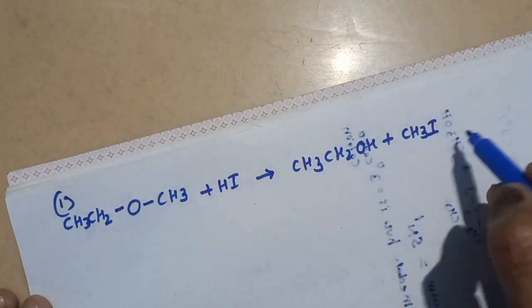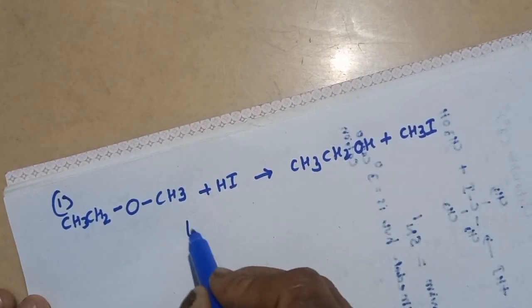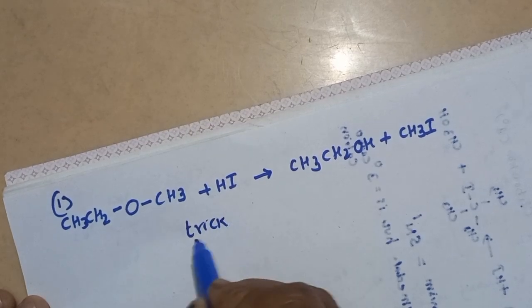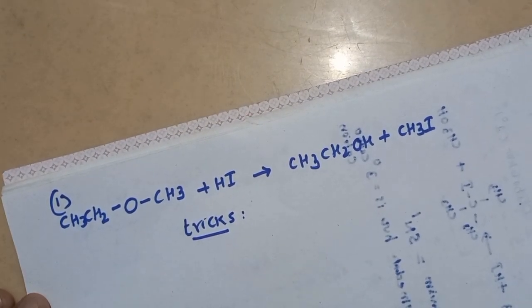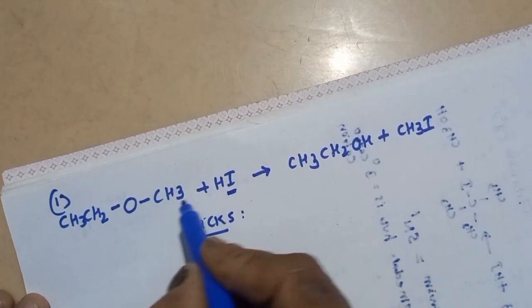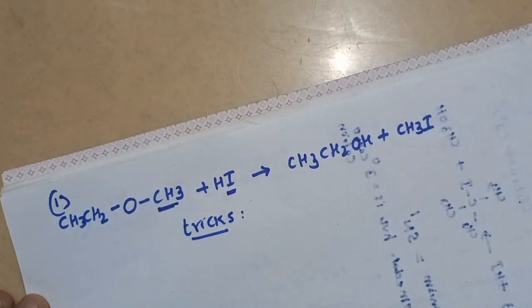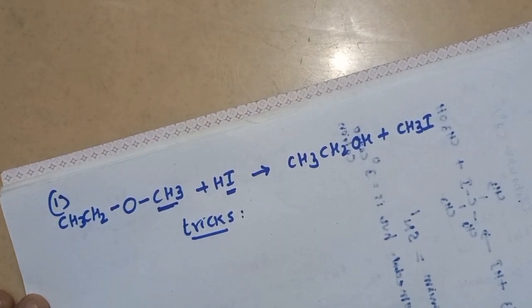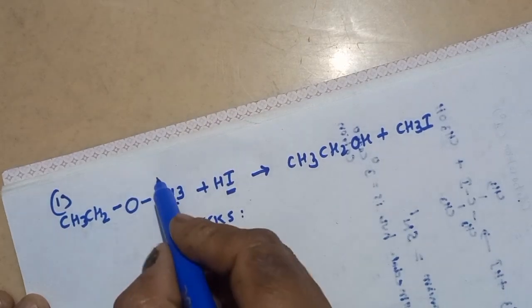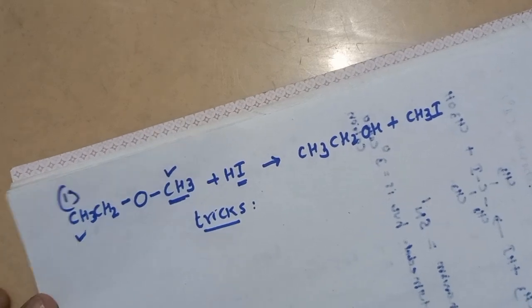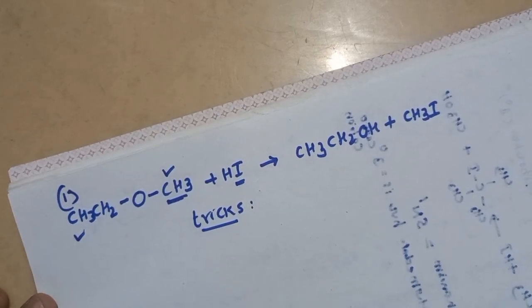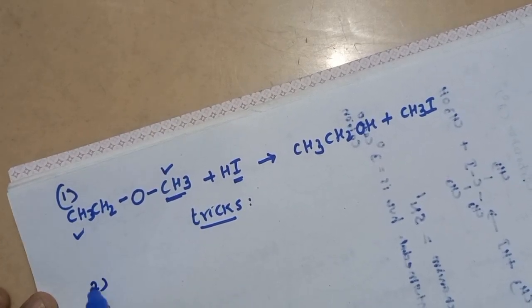So here the trick is, what is the trick here? Always remember, even if you don't know the mechanism, just remember the trick: iodine always prefers to go to the less substituted carbon, where the carbons are only 1 degree carbons, if they form 1 degree carbocation.